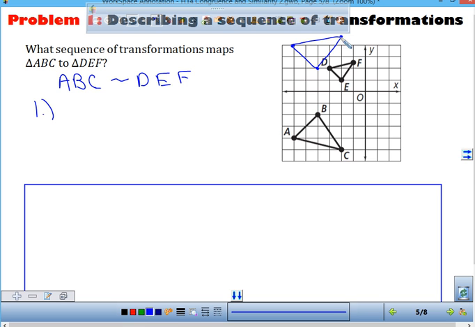Go by side lengths. What side might be a good side to use as a reference? AB. And the reason is because you can count the diagonal length here. It's 2 diagonal length squares. AB is going to be congruent to what side in the small one? Or similar to? DE. And how long is DE in diagonal squares? 1. So to get from 2 to 1, what do I have to multiply by? That's 4.